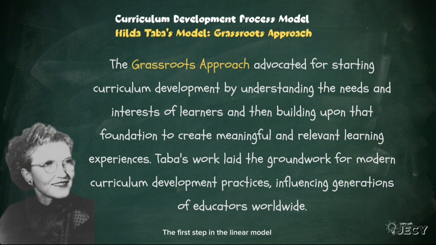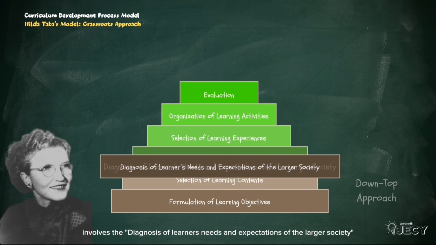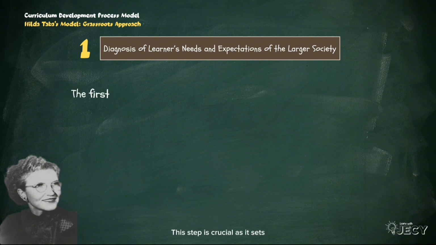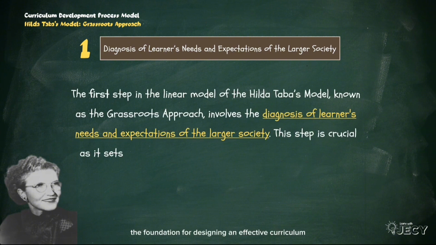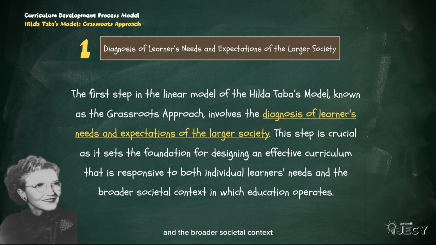The first step in the linear model of the Hilda Taba's model involves the diagnosis of learners' needs and expectations of the larger society. This step is crucial as it sets the foundation for designing an effective curriculum that is responsive to both individual learners' needs and the broader societal context in which education operates.